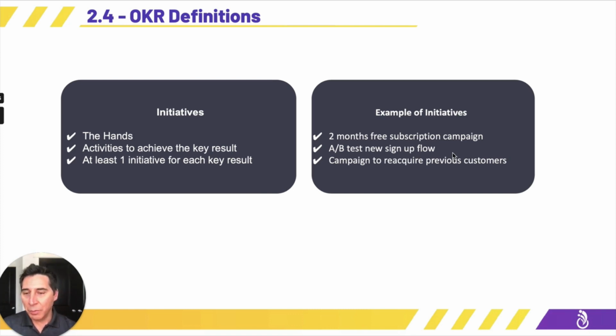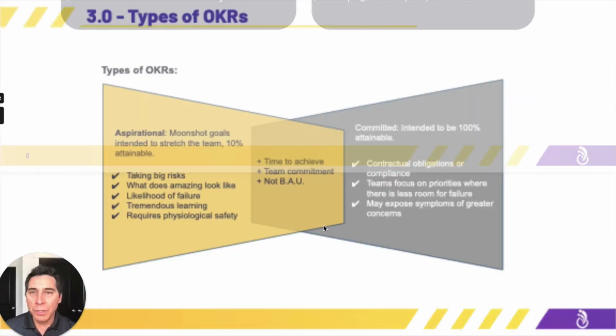For example, maybe we have a high abandonment rate during the customer sign-up flow, and so maybe we want to develop 2 different flows to see if one performs better than the other, and so we may want to A/B test that, right? And then we may do a campaign to reacquire previous customers, right? Any of those customers that may have left us in the last 6 months or year, we may do a marketing campaign out to them to reacquire them, right? So just some examples of some initiatives there.